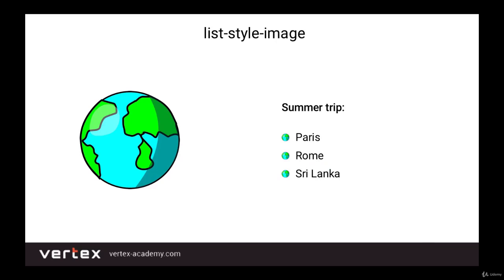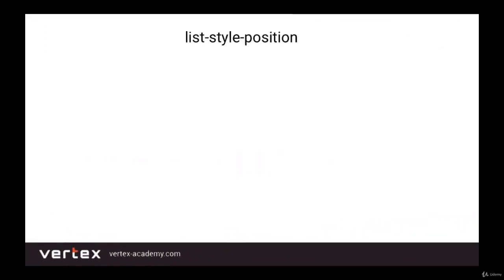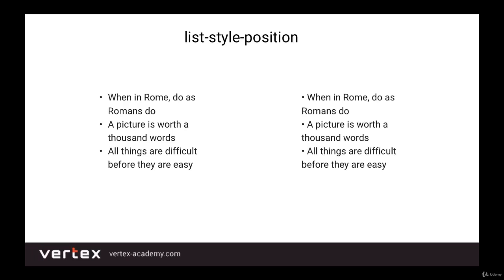Now let's discuss the last property, list-style-position. You can see two similar texts on the screen. Each contains three proverbs. When in Rome, do as Romans do. A picture is worth 1,000 words. All things are difficult before they are easy. Take a better look at them. Can you tell the difference?